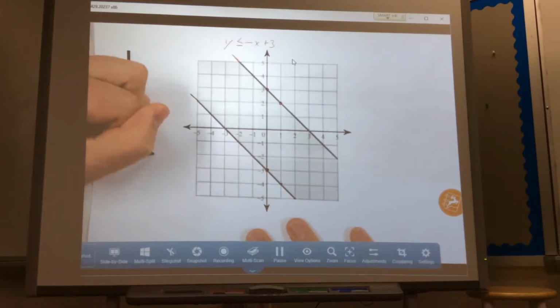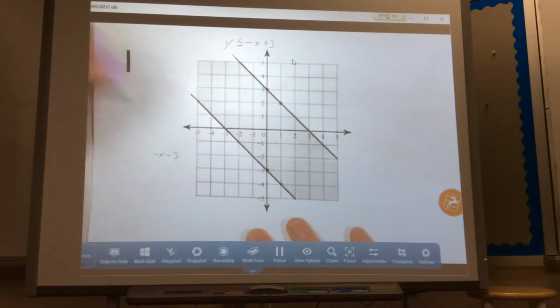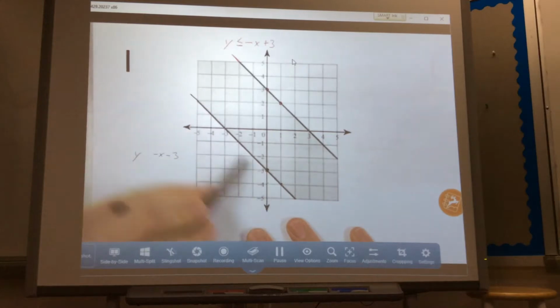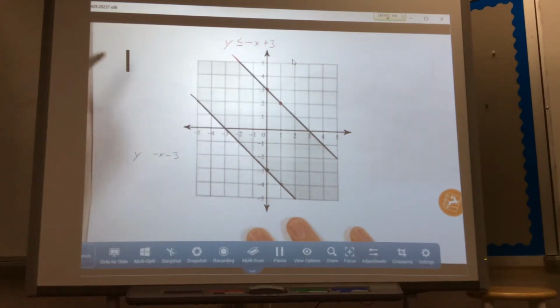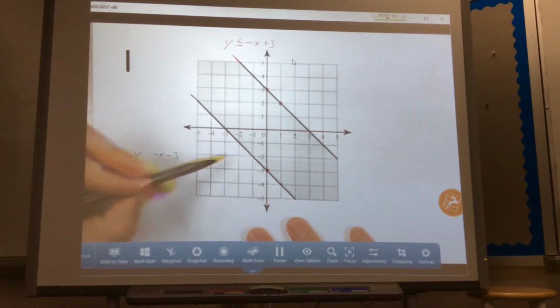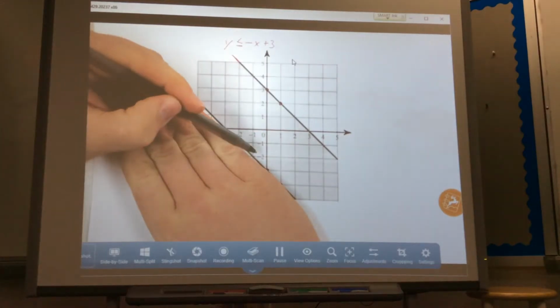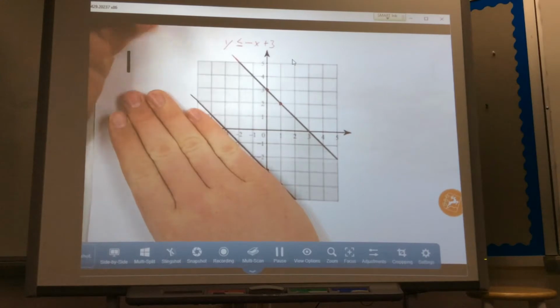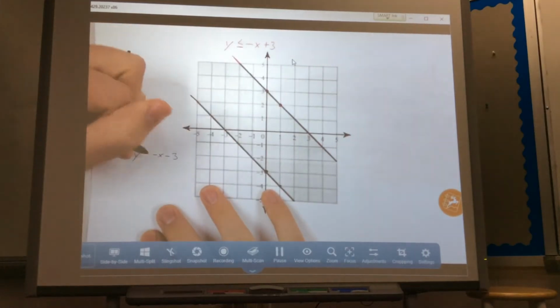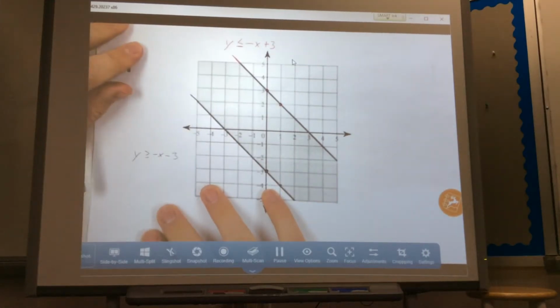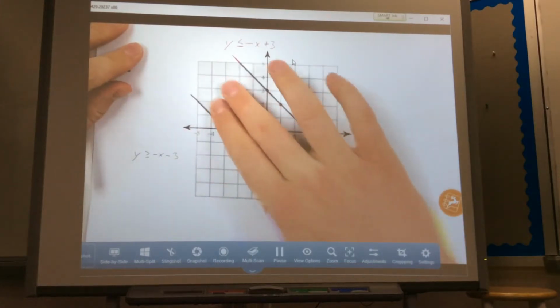So here we have negative x minus 3. We have y in front, and now we've got a solid line again. That means I'm going to use greater than or equal to or less than or equal to, depending on which direction the shading is going. I care about what is above the y-intercept. If it's above the y-intercept, it's got to be greater than or equal to. So there's my two inequalities from the graph given.